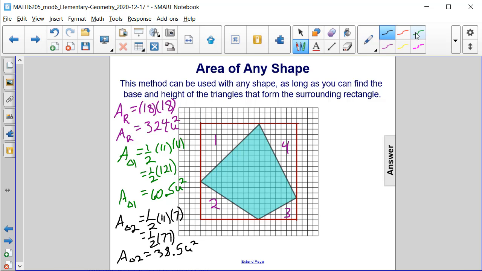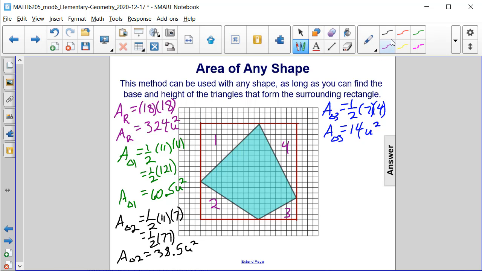Okay, now let's find the area of triangle 3. Area of triangle 3 is going to be 1/2. Its base is of length 1, 2, 3, 4, 5, 6, 7. And its height is 1, 2, 3, 4. And we can do half of 4. That's 2. 2 times 7 is 14. So that's 14 square units for the area of triangle 3.